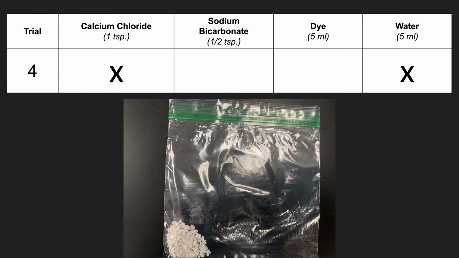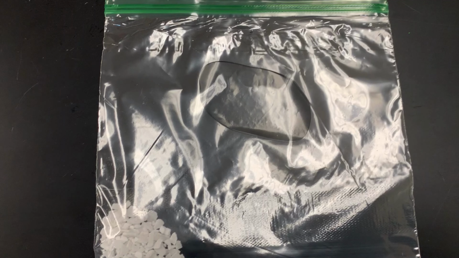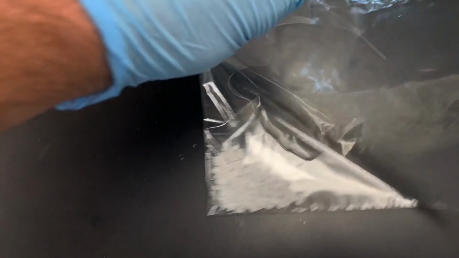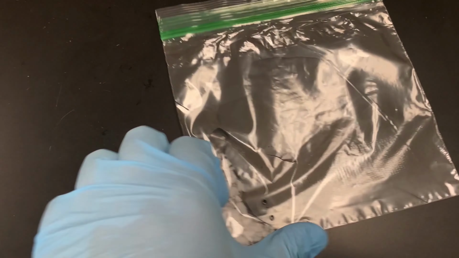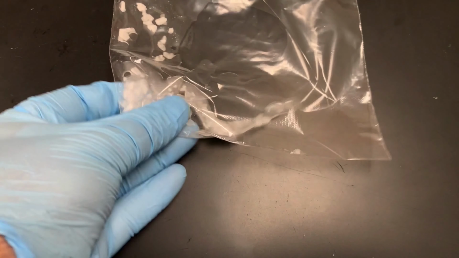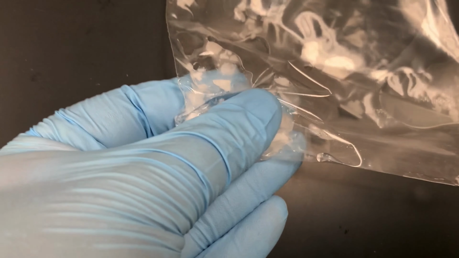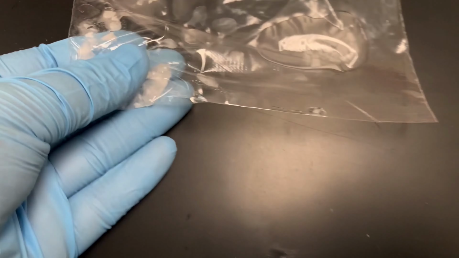Next trial, trial 4, I'm going to mix calcium chloride and water together. And when I mix those two things together, I once again feel that the reaction is warm. It feels really hot to the touch. So the one observation I'm going to make is that there is a temperature change. It became warm when those two things were mixed together.